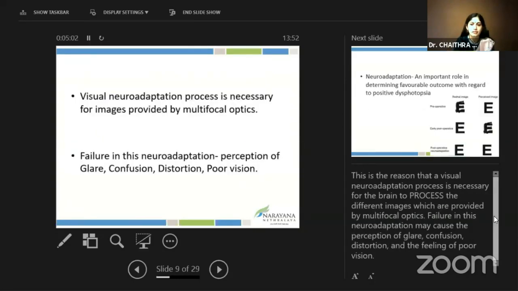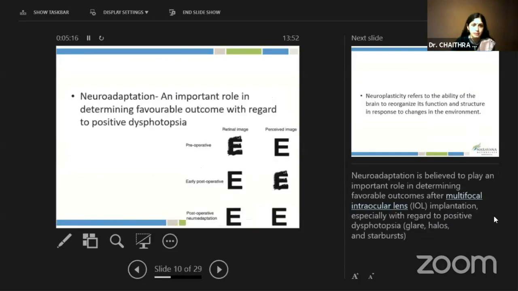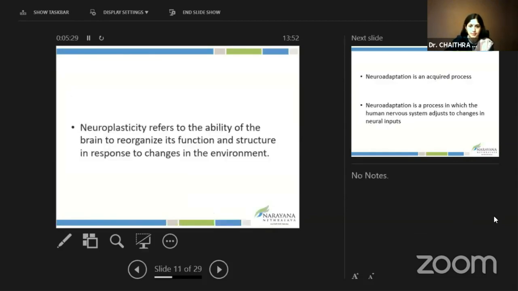This is the reason that a visual neuroadaptation process is necessary for the brain to process the different images which are provided by multifocal optics. Failure in this will lead to the perception of glare, confusion, distortion, and the feeling of poor vision postoperatively. So neuroadaptation is believed to play an important role in determining favorable outcomes after multifocal lenses, especially with regard to positive dysphotopsias like glare, halos, and starbursts.